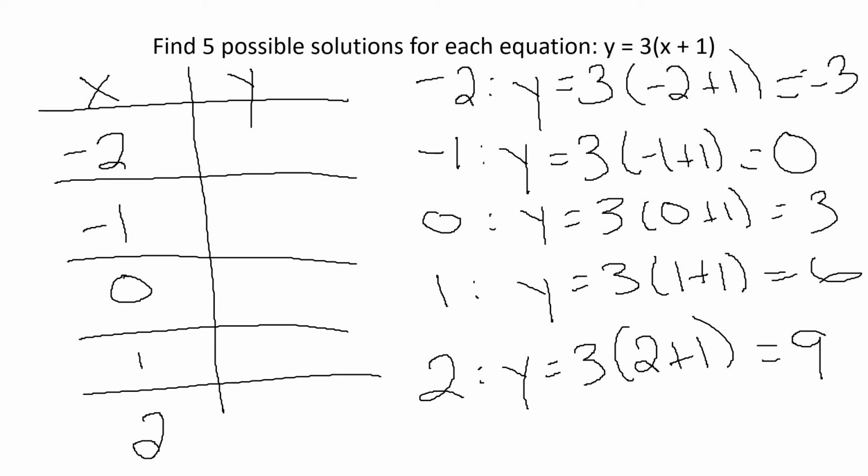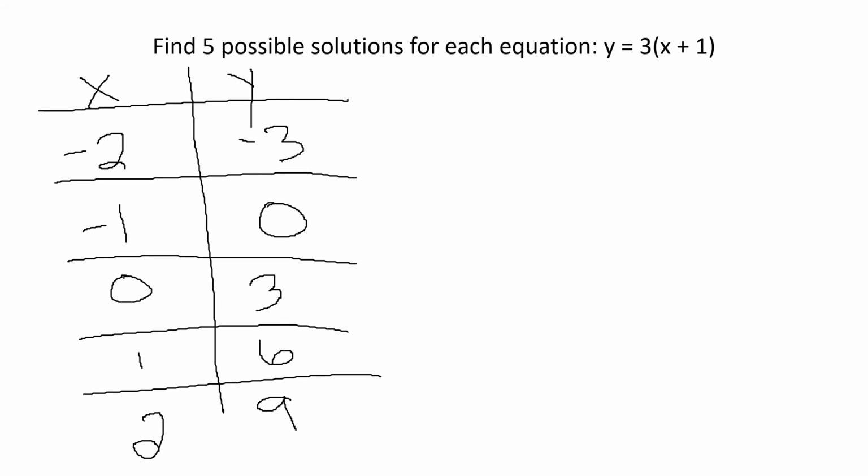So when x is -2, y equals -3. When x is -1, y equals 0. When x equals 0, y equals 3. When x is 1, y equals 6. When x is 2, y equals 9. So let me clean this up and we'll graph it.